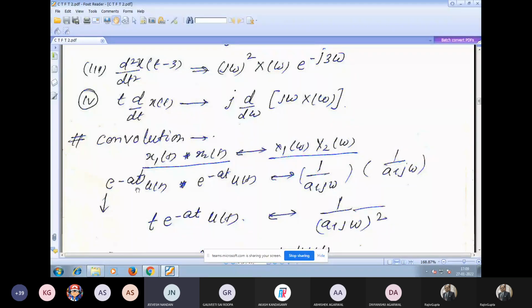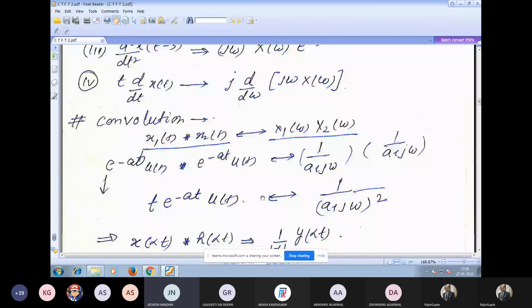So suppose we want to convolve two signals, that is e to the power minus at u(t) convolved with e to the power minus at u(t). We have the Fourier transform of the first function, that is 1 by a plus j omega. The Fourier transform of the second function is the same, 1 by a plus j omega. So we know that the convolution of this e to the power minus at u(t) with the same function is t e to the power minus at u(t). So the final answer is 1 upon a plus j omega whole square, after the multiplication of these two functions in the frequency domain.